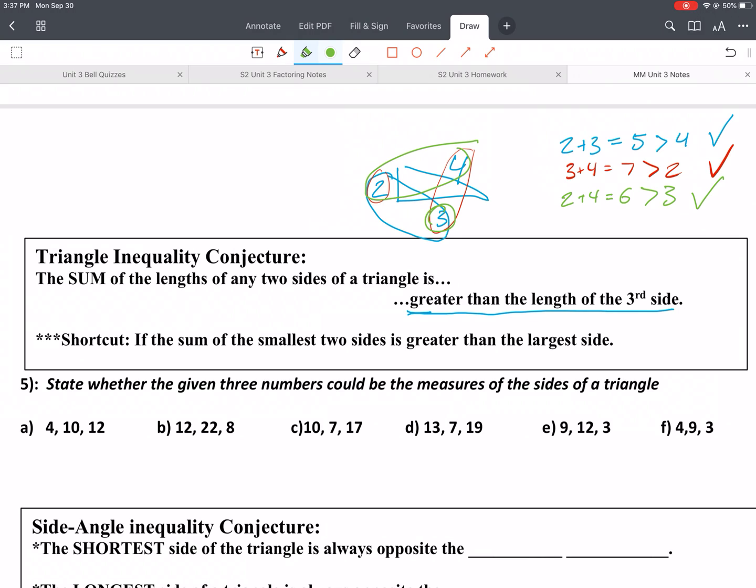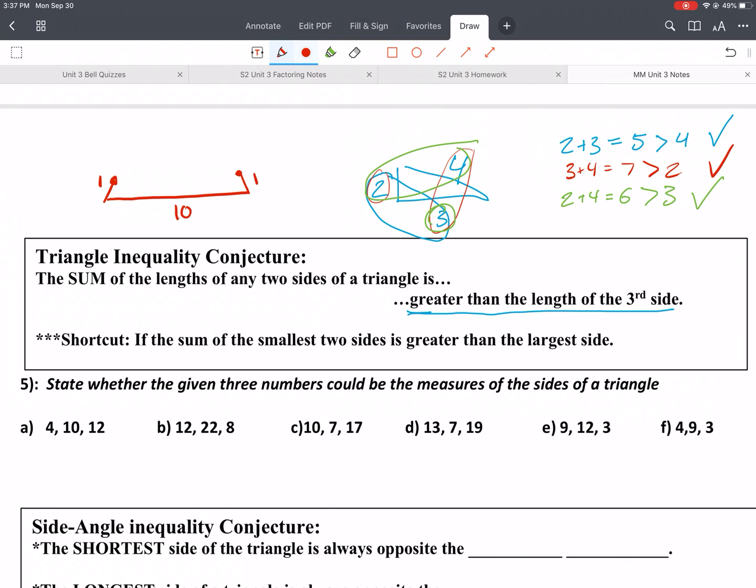sides. An example of where it wouldn't work is, say we had some sort of side that is 10, and we had two other sides of our triangle that were only 1. Okay, there's no way you could ever make a triangle with that. These 2 points would never be able to touch. They're not long enough to make a triangle.